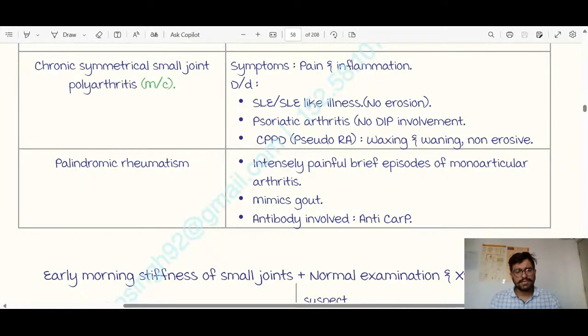Differentials: SLE, SLE-like illness, no erosion. Psoriatic arthritis, no DIP involvement. CPPD, pseudo-RA, waxing and waning, no erosion. Palindromic rheumatism, intensely painful brief episodes of monoarticular arthritis, mimics gout. Antibodies involved: anti-CCP, CARP.